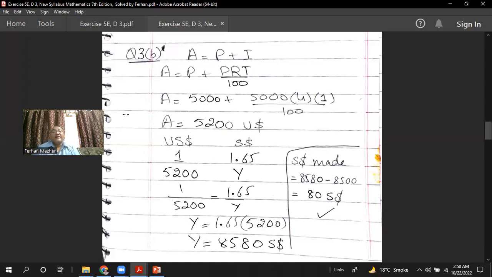So basically, they invested in Singapore dollars. They have used 8,500 Singapore dollars, and now they have 8,580 Singapore dollars. So how much money have they made? That will be 8,580 minus 8,500, and that will be 80 Singapore dollars. So they have made 80 Singapore dollars. They have earned 80 Singapore dollars. So this is how you will do question number 3 and its B part.